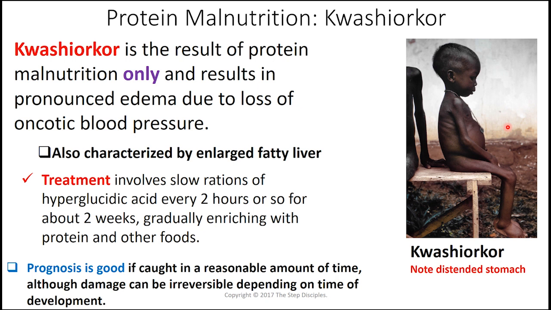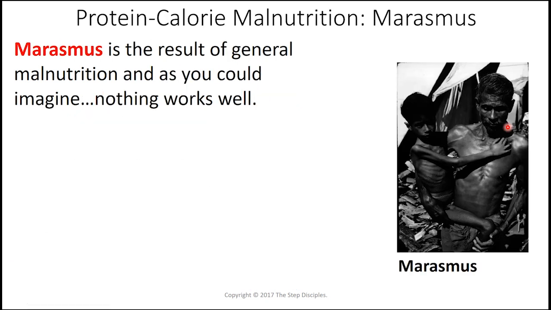We'll move on then from Kwashiorkor, which is that protein malnutrition, to another type of malnutrition, which is Marasmus. So this is actually a protein and calorie malnutrition. It's just general malnutrition. And as you can imagine, nothing works well. I mean, if you're not providing yourself lipids and nucleic acids and amino acids to make protein, to synthesize DNA and RNA, nothing really is going to work well.